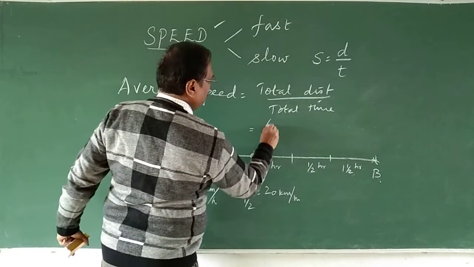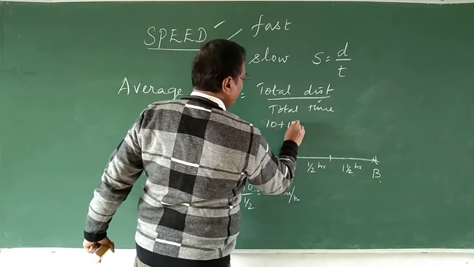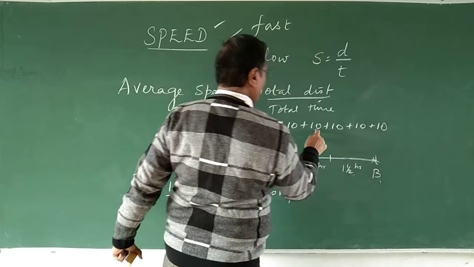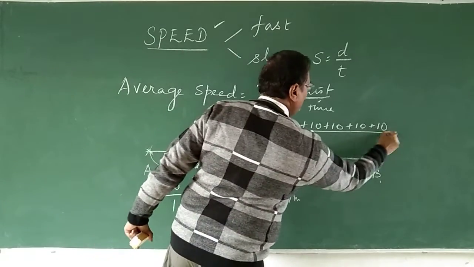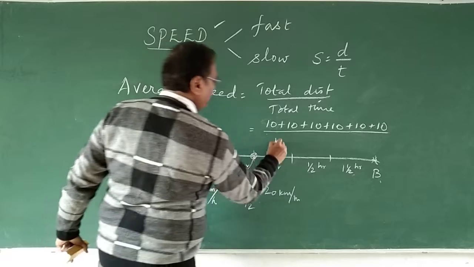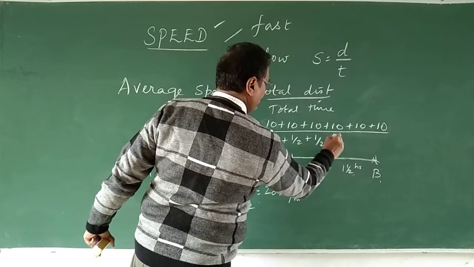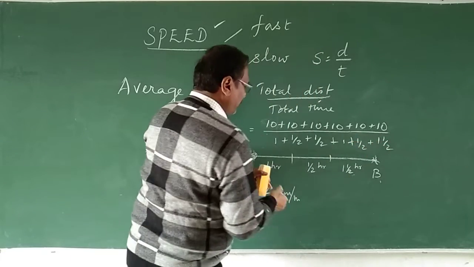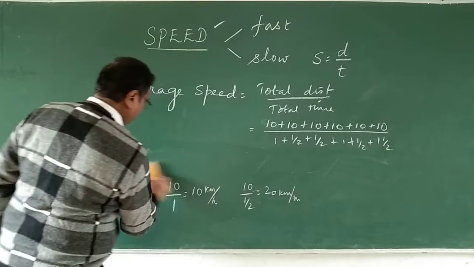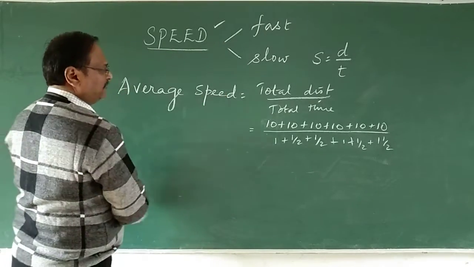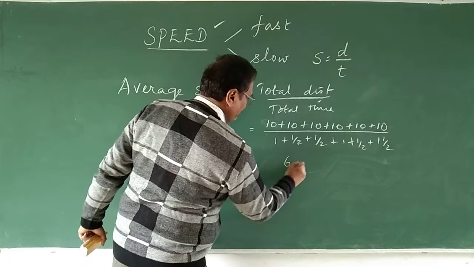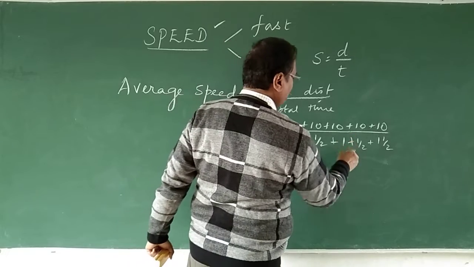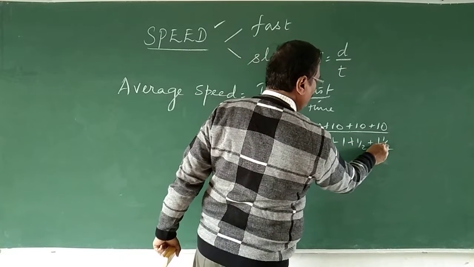Okay, so I will write here 10 plus 10 plus 10 plus 10 plus 10 plus 10. Okay, 1, 2, 3, 4, 5, 6, divided by total time taken: 1 plus half plus 1 plus half plus 1.5. Okay, let me erase this whole thing now. Fine. So let us add this now. 60 divided by 1 plus half, 1.5, plus half, 2, 2 plus 1, 3, 3.5, 4.